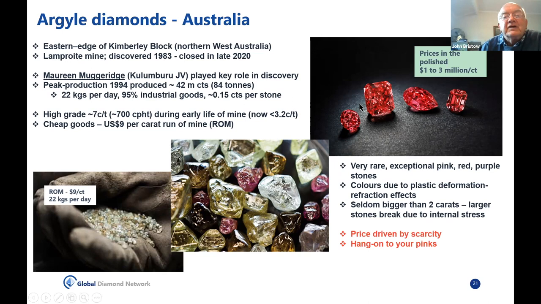But again, they did have these exceptional pink and red and purple diamonds, which I think anyone in the business has probably heard about. These cut and polished stones, never really big, mostly below 2 carats in the cut and polished, are now selling or have been selling for something between $1 and $3 million per carat. So 0.2 of a gram, a fifth of a gram, is selling for $1 million or $3 million. And those diamonds, given the scarcity and given that the mine is now closed, are only going to become more valuable over time, given that scarcity or rarity.